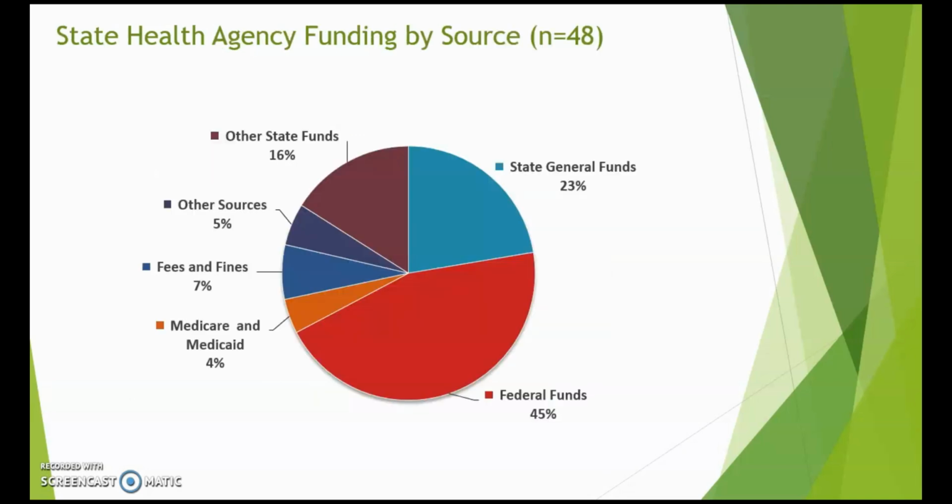And the next slide, we see state health agency funding by source, okay? The biggest one, federal fund, 45%. Followed by state general funds, 23%, other state funds, 6%, and then in order, fees and fines, 7%, other sources, 5%, and Medicare, Medicaid, 4%.